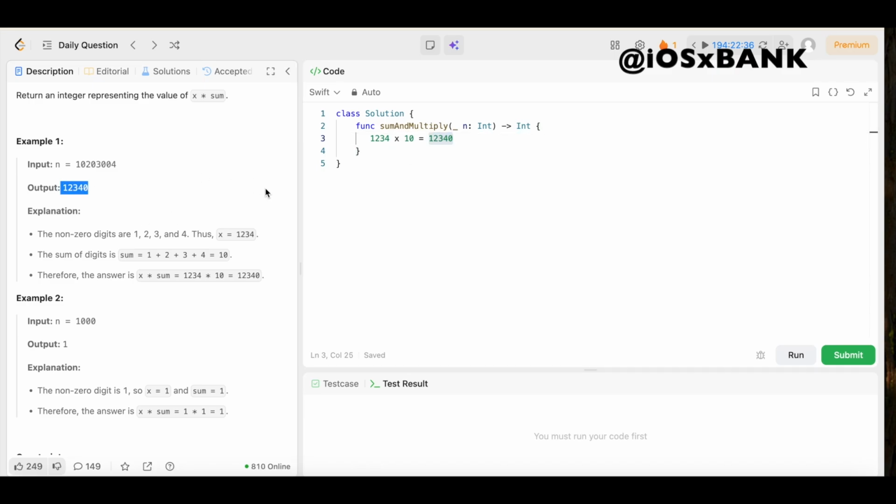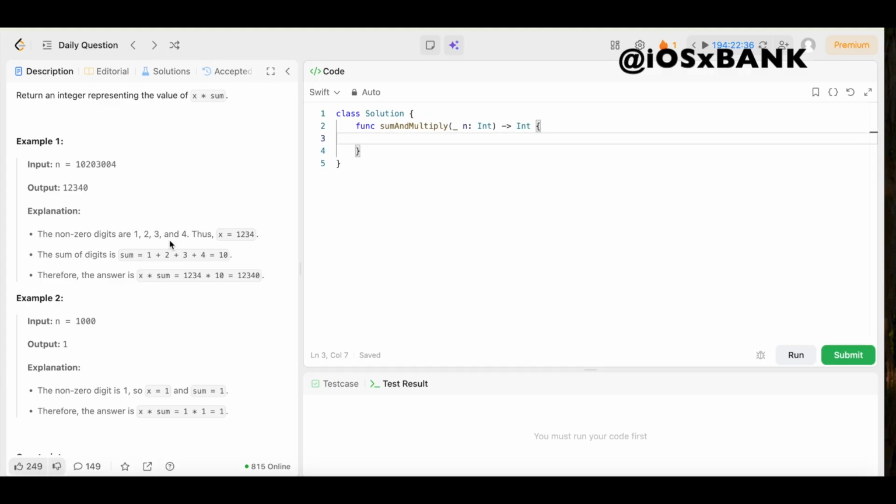Now, just in case that didn't make sense, let's take a look at example 2. In example 2, our input n equals 1,000. Once we get rid of all the zeros, we're left with 1. The non-zero digit is 1, so x equals 1, and sum is equal to 1. Therefore, the answer is x times sum. 1 times 1 equals 2. Psych, I'm just joking. All that equals 1. That was a little Terrence Howard joke. But 1 times 1 equals 1. So our output is 1. I hope that makes sense.